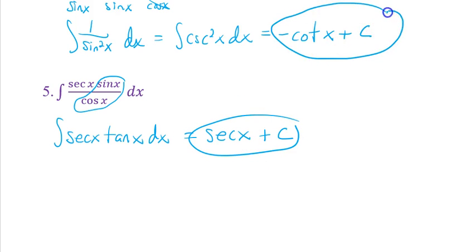I forgot to circle my answer up here. And so all of your rules should either be basic, where I look at the rule and I know the answer, or I can do some algebra or a trig identity to simplify. And that concludes this lesson.